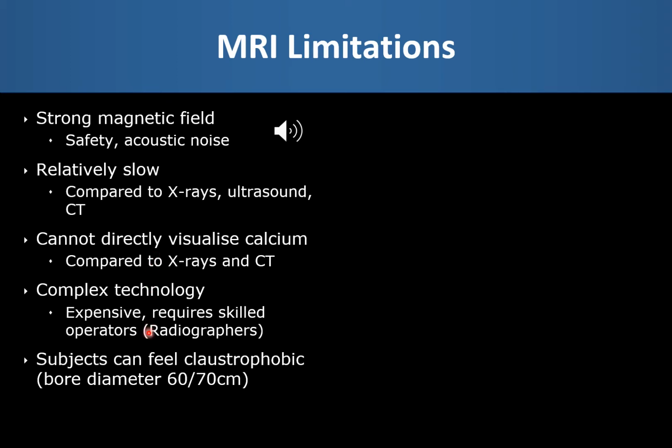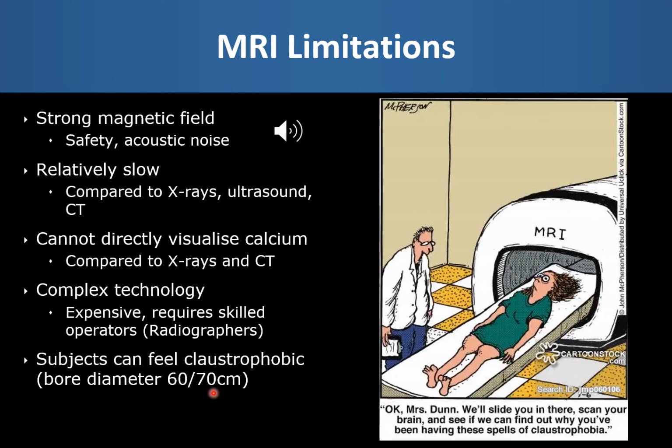The wide range of imaging parameters makes MRI a complex and expensive technology that requires skilled operators, or radiographers as they're known, to perform the examination. In addition, most MRI scanners are based on superconducting magnet technology, which has a 60 or 70 centimeter patient aperture. However, this can still make some patients feel claustrophobic.